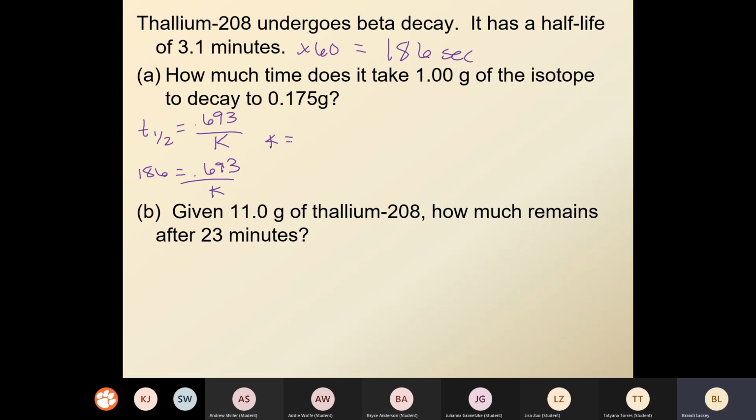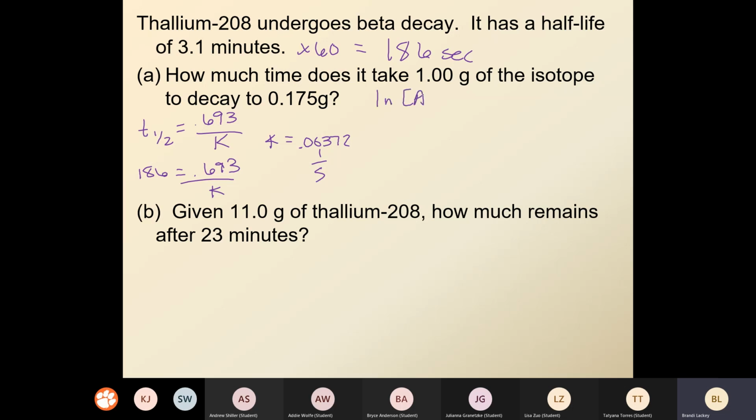Remember, since k is on the bottom, you have to multiply it and then divide by the 186. So 0.693 divided by 186 is 0.00372. Now for the unit, because it is first order, it's just going to be seconds to the negative 1. So since we know k, we can plug that into our integrated rate law for first order, which was on your reference sheet.